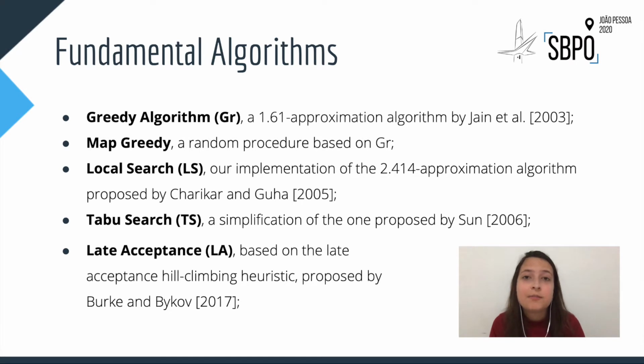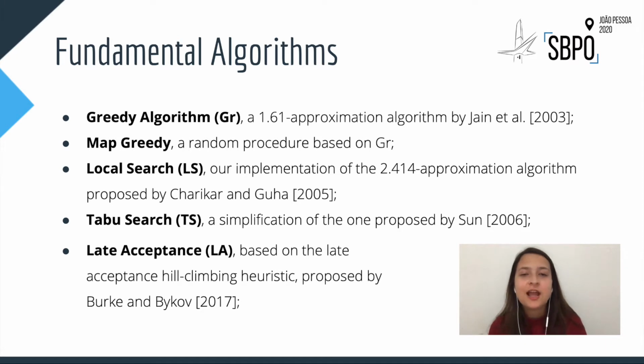Before I start talking about the memetic algorithm itself, we must do an overview of the fundamental algorithms that we are going to use inside the memetic. The first one is a 1.61 approximation algorithm proposed by Jain et al. that has a greedy approach. The map greedy is a random procedure which generates solutions with the following steps. First, we choose a subset of facilities using one of two random approaches, sampled or shuffled. Then we connect each client to its closest facility in this subset and we remove from it any facility that wasn't used. Finally, an instance is built only with the facilities remaining in the subset and the greedy algorithm runs on this instance to produce our solution.